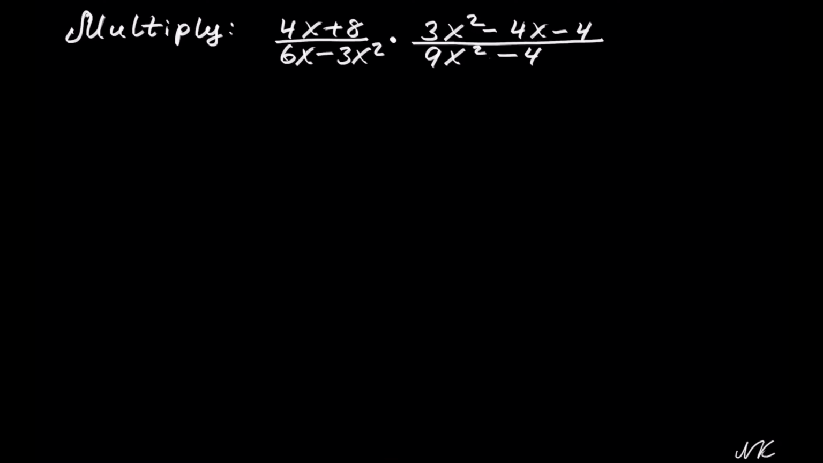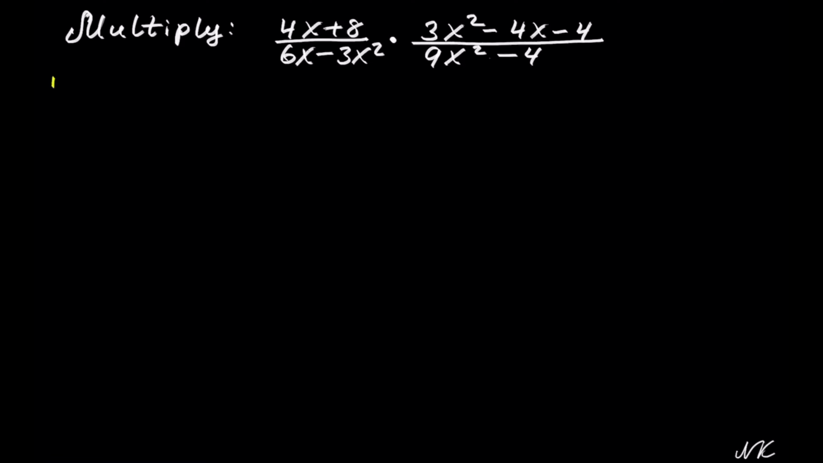Hello, here we're going to multiply two fractions. First one is 4x plus 8 out of 6x minus 3x squared, times 3x squared minus 4x minus 4 out of 9x squared minus 4.